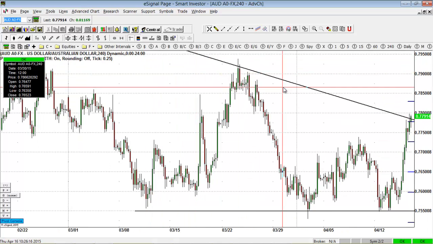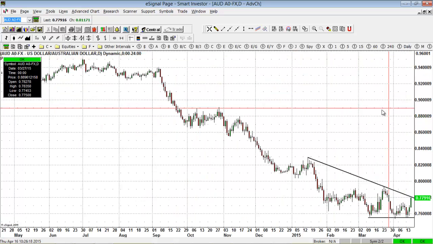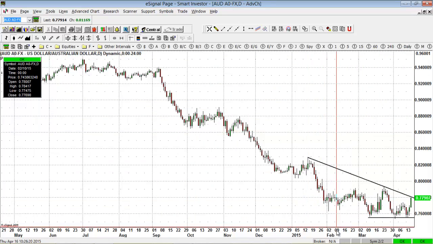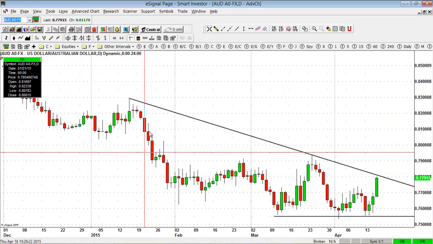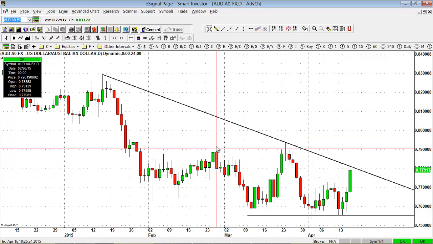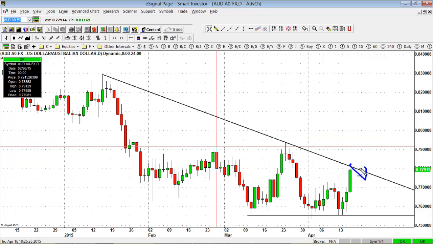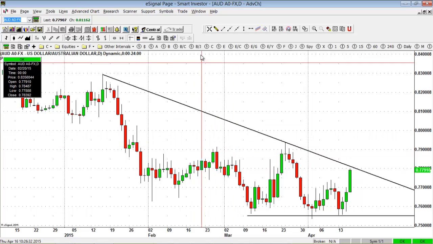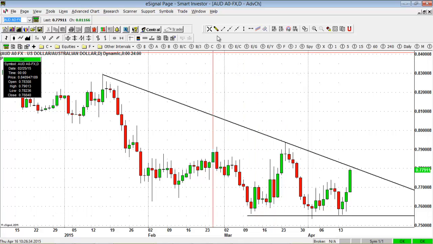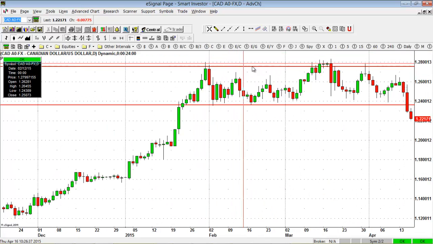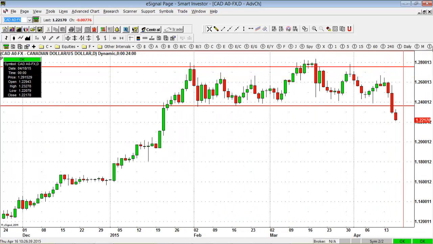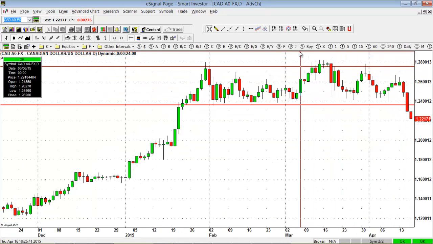Australian dollar USD is in a triangular consolidation pattern that we can see here. It's clearly drawn, and we could see some resistance at this trend line in this currency pair. So still a number of currencies are in consolidation. The only breakout so far is the Canadian dollar versus the USD.